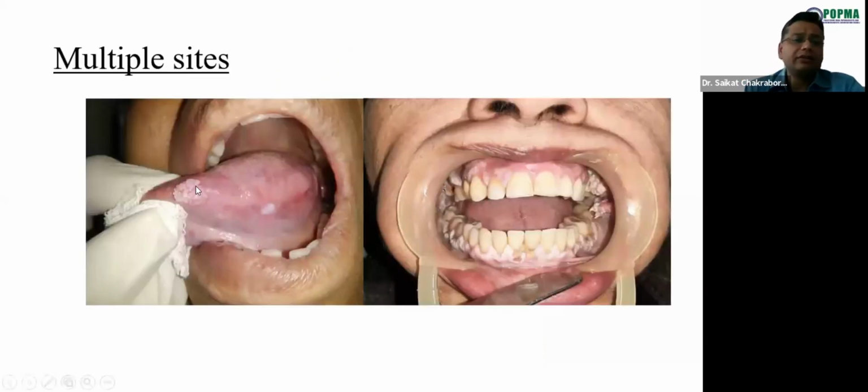Multiple sites, very important. Now, this is one exophytic lesion. There is another lesion here. You can see here in the gingiva, there are too many lesions. Multiple sites, for example in a female non-smoker, you can immediately start thinking of verrucous leukoplakia.